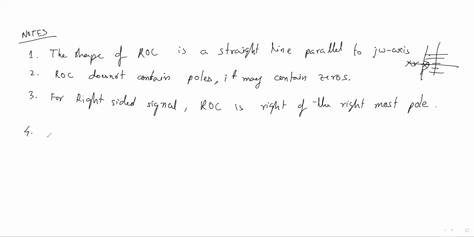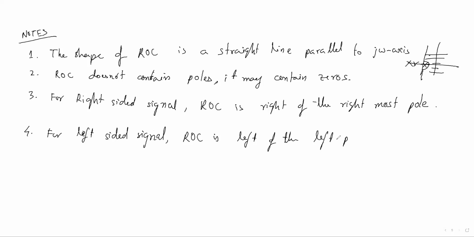Come to the fourth point: for a left-sided signal, the ROC is to the left of the leftmost pole. Okay. Come to the fifth one.